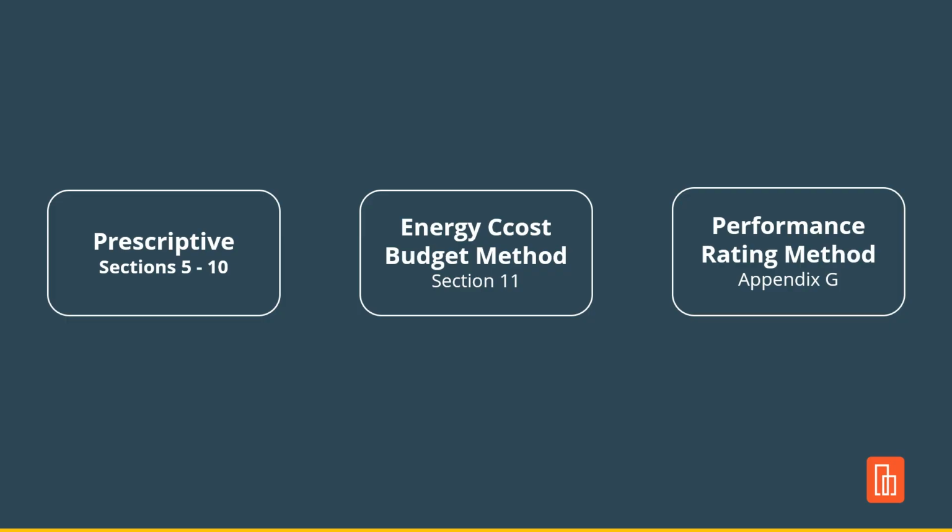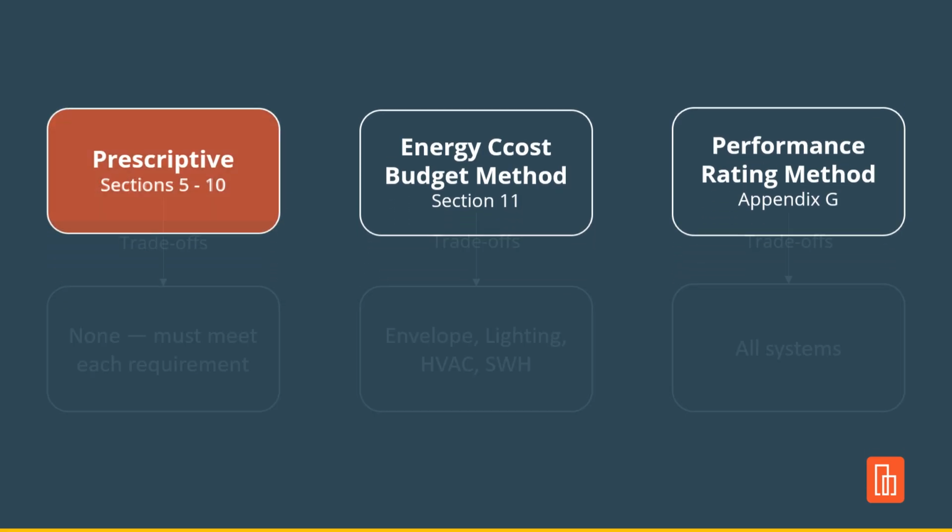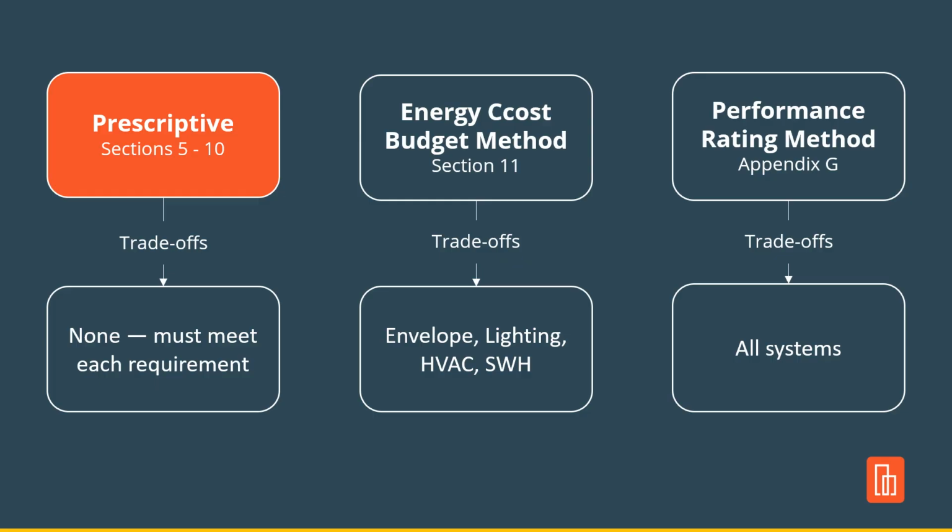Prescriptive, energy cost budget method. There's a weird typo in cost, I've got two C's there. And performance rating method. All of them have trade-offs potentially associated to them. Prescriptive doesn't have any trade-off at all. You just must meet the requirements. Great, that is what it is.